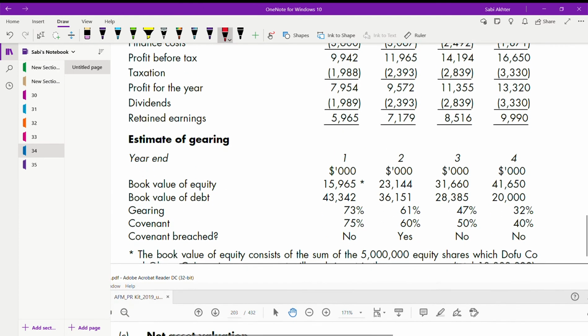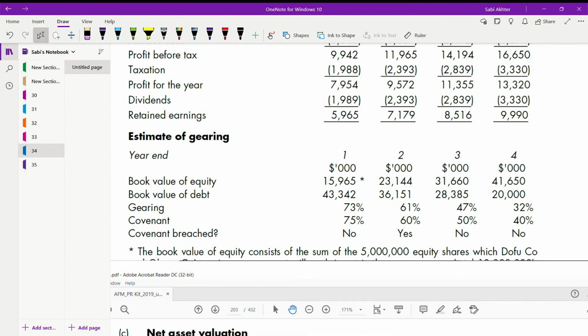Here, how have they got whether it's a covenant breach or not? Covenant means you have to find what? Gearing. Gearing means equity and debt, simple as that. So you have to find your book value of equity, book value of debt, find your gearing, and see what the covenant is. With that covenant, see whether it is breached or not. They have told you that above some percentage it is breached. So here they are saying no, no, no, and yes. In this condition, it is breached.